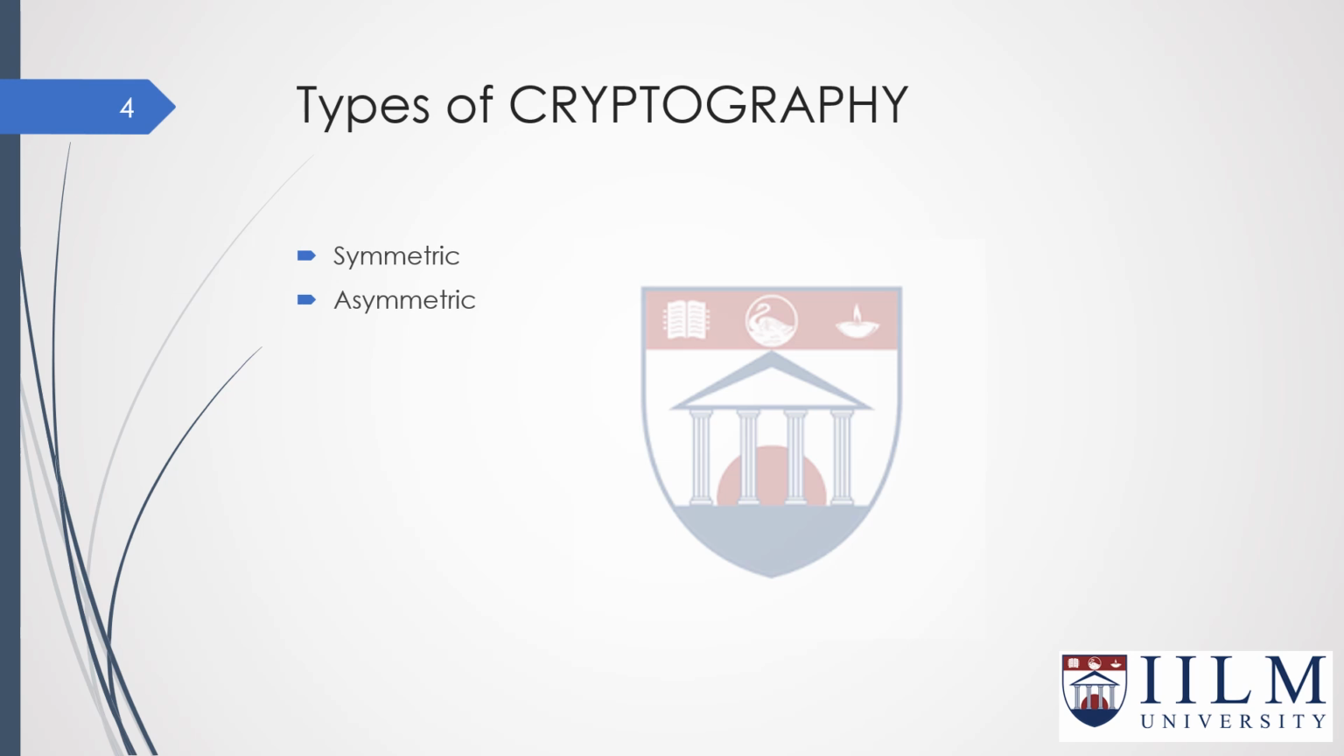So, encryption is the process to get ciphertext from the plain text, and decryption is just the opposite of it. Then we move towards the types of cryptography. There are two types of cryptography. As you see, the first one is symmetric and the second one is asymmetric. In today's class, we discuss only symmetric cryptography.